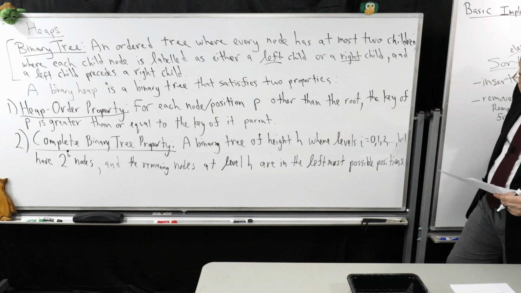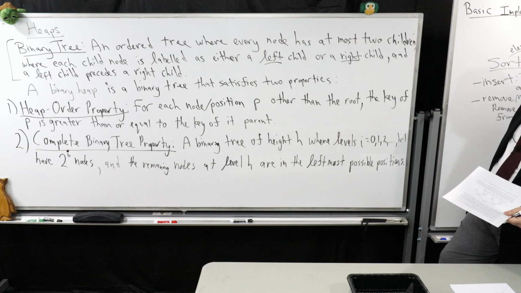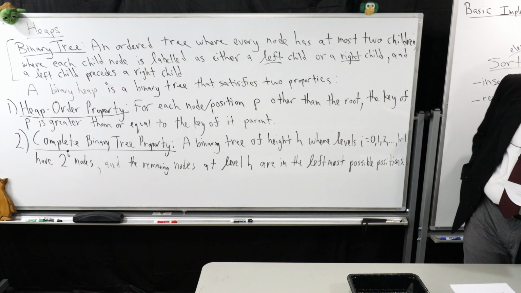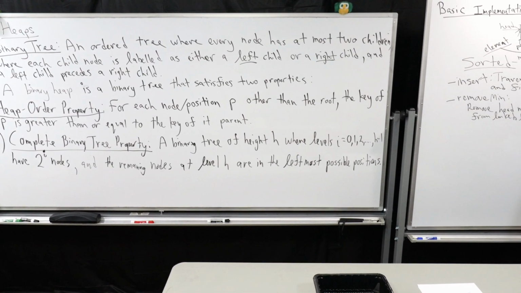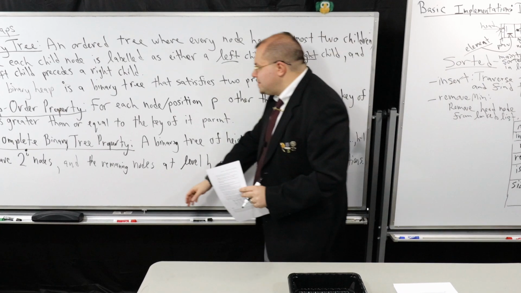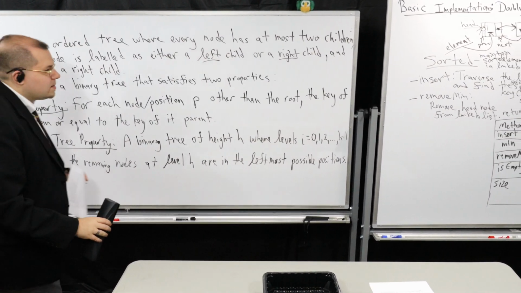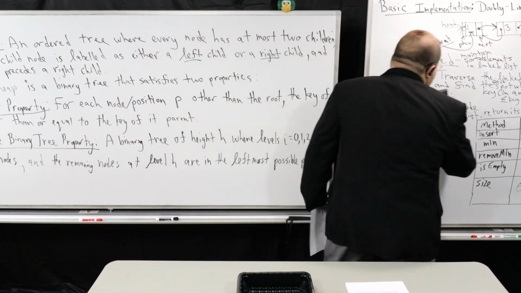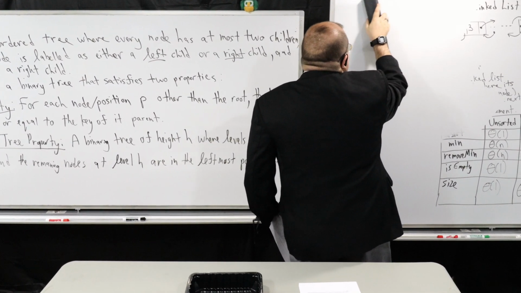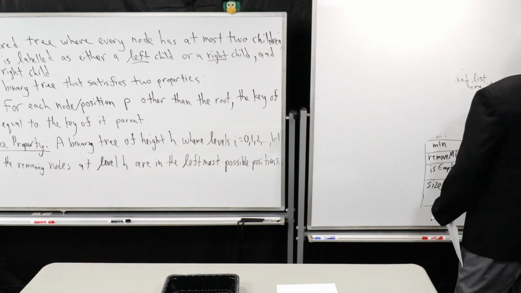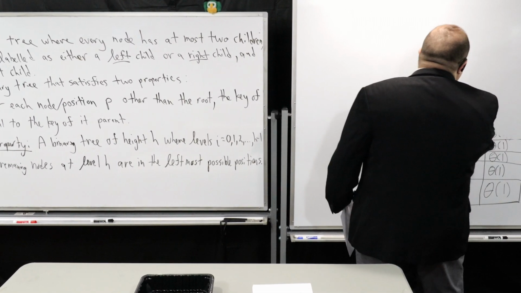Now, you might ask, Dan, why do these two properties need to matter? Let me draw the example here for you. And when I'm doing this example, I want you to think about the operations that we had for a priority queue.